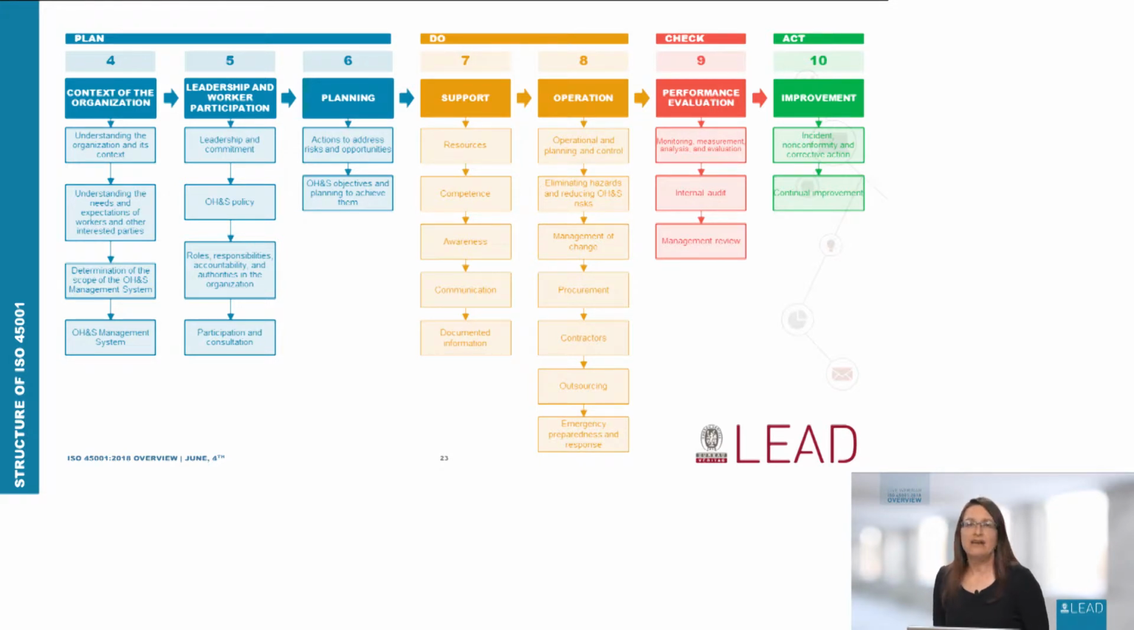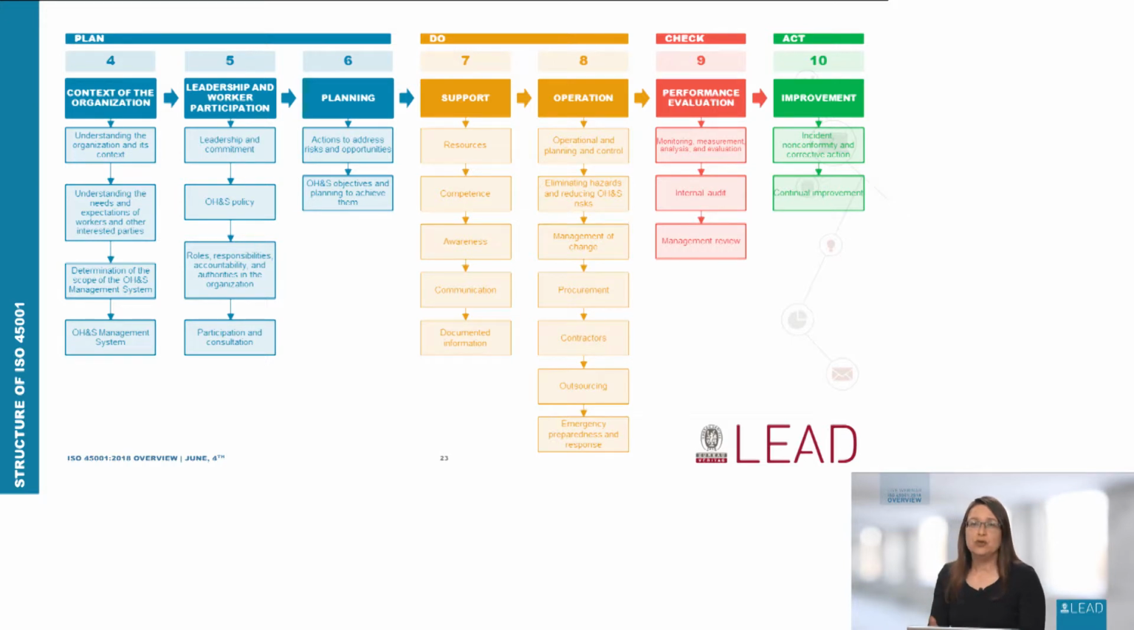Clause 6, planning. This is where we have everything to do with risks and opportunities, and we're trying to plan and make sure that we understand, okay, what are our hazards, what are our risks with regards to health and safety, what do we need to do to address those risks, and they could be opportunities for improvement. And part of that as well is looking at objectives and goals to try and help us improve.